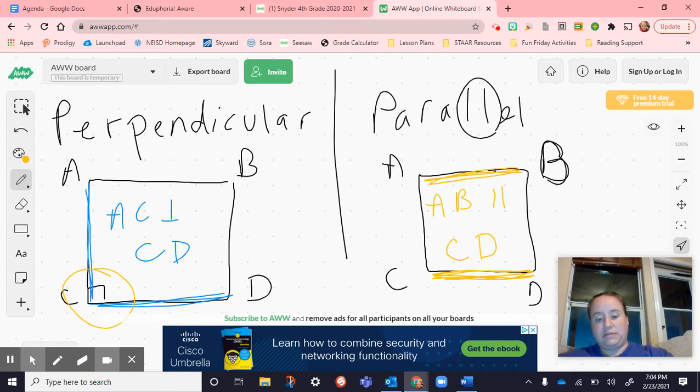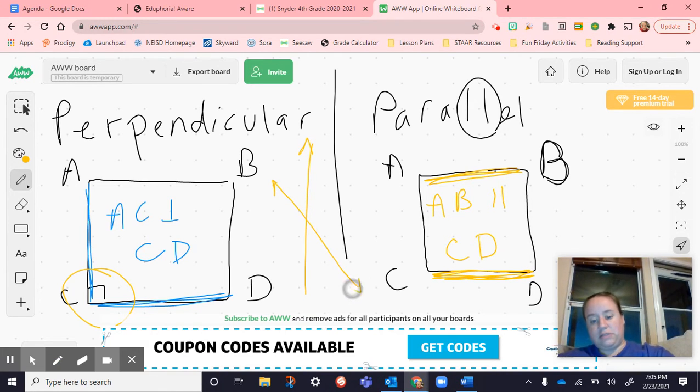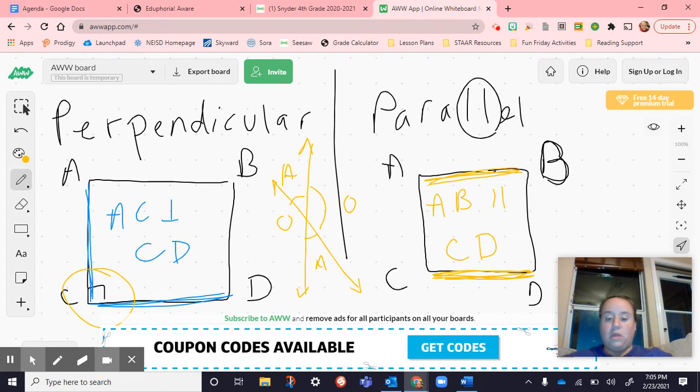You can have lines that cross like this. These lines are intersecting, but they're not perpendicular because when you look at the angles, you've got two acute and two obtuse. Those are intersecting, but they're not perpendicular because there are no right angles. So those make that X or that V shape, versus this one making that L shape right here.